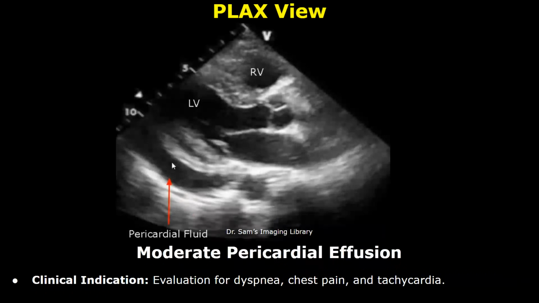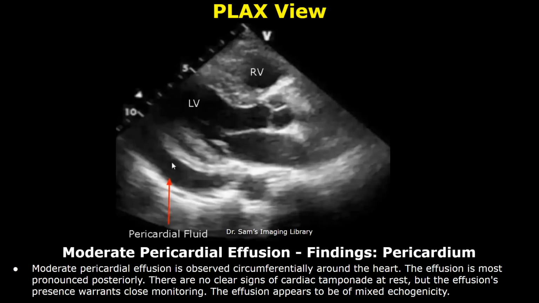Now we have a case of moderate pericardial effusion. Clinical indication is evaluation for dyspnea, chest pain and tachycardia. These are the findings in the pericardium. Moderate pericardial effusion is observed circumferentially around the heart.